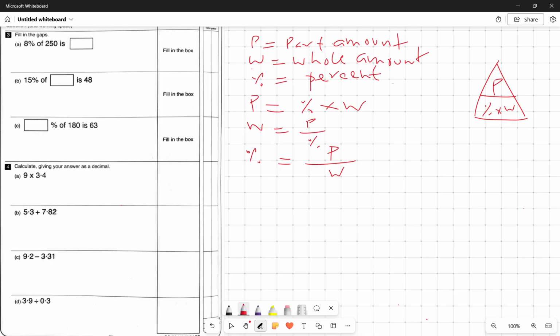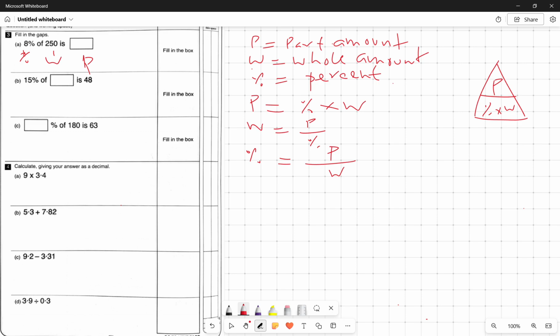Look at the questions A, B, C, based on these triangle values. The first thing we need to check is, look at question number 1: 8% of 250. It means the whole amount is given and the percent is given. So which one is missing? The P is missing, it means the part amount is missing. So we're going to work out the part amount.